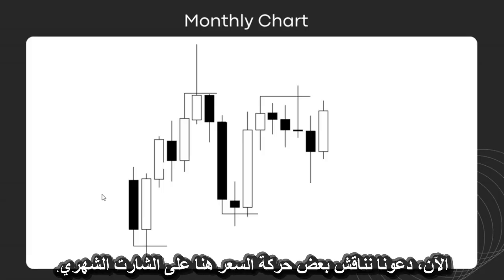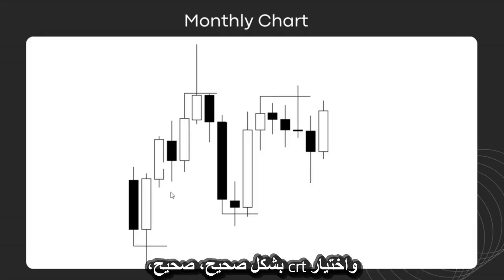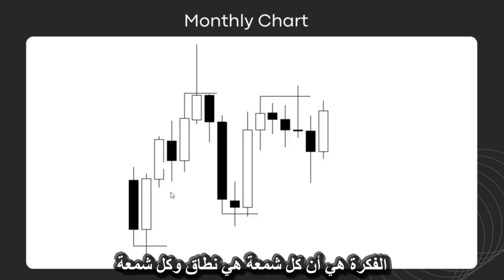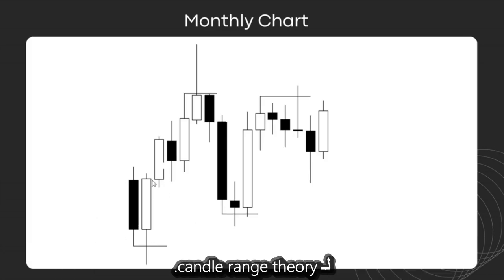Now let's discuss some price action here on the monthly chart. Now we know that there are different protocols and intricacies for finding and selecting CRT correctly, right? And then using that CRT correctly. But on a fundamental level, the idea is that every single candle is a range, and every single candle can be treated as a range on its own, right? That's like the main statement of candle range theory.